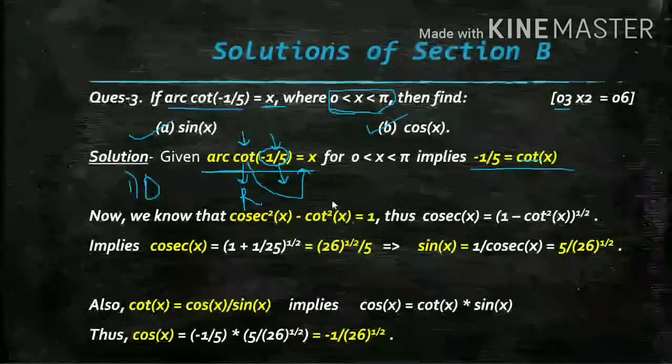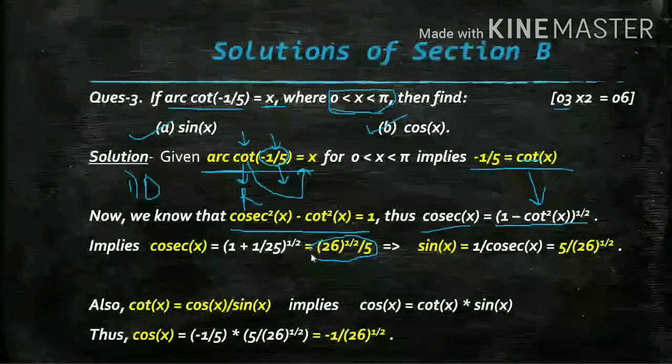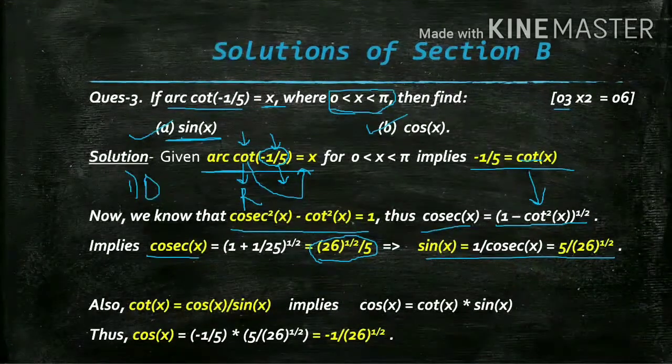Now use the trigonometric identity. You know that cosec square x minus cot square x is 1. Then cosec x would be 1 plus cot square x power half. Now you know the value of cot x. Use it over here. Solve this and you will get this value for cosec x. And you need to find the value of sin x. Now, sin x is nothing but 1 upon cosec x. So sin x is nothing but 5 upon root 26.